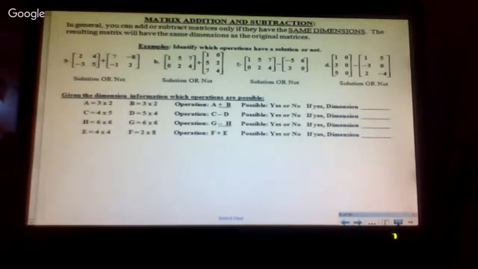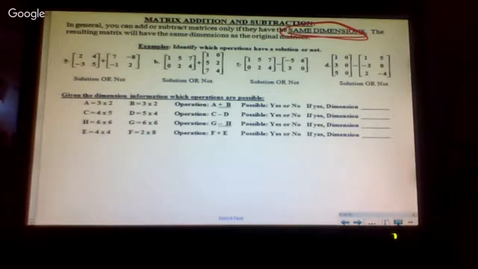Okay. Addition and subtraction. You can add or subtract only if the matrices have the same dimensions. A 3 by 3 can only be added to a 3 by 3. A 4 by 2 can only be added to a 4 by 2.